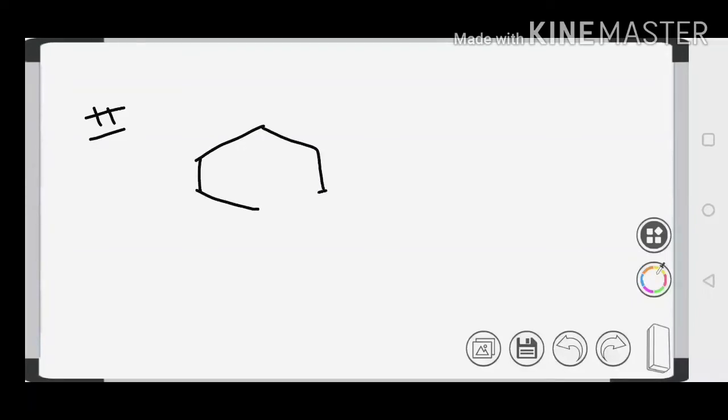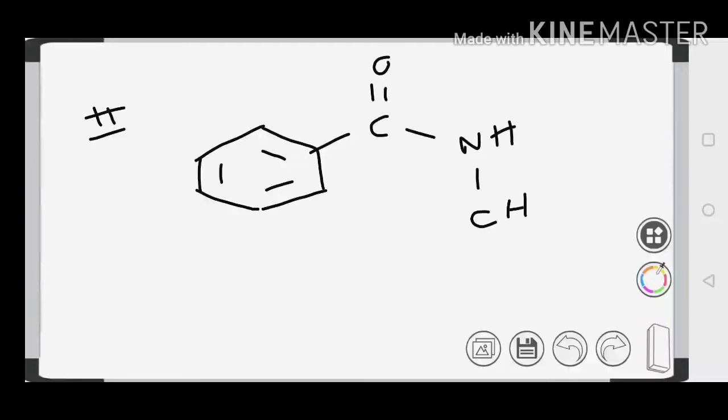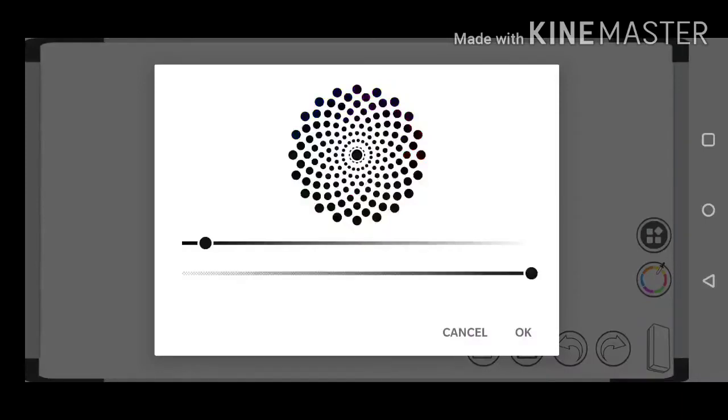Here also, alongside the ring, a directly attached C double bond O group. Then there is NH, then there is CH3. As we know that the CH3 group has a plus I effect, it can donate the electrons to the nitrogen. So nitrogen will have a greater concentration of electrons. Then also, you see, these lone pairs of nitrogen will be donated to this side where the carbonyl is present. So C double bond N and C single bond O minus will be formed.